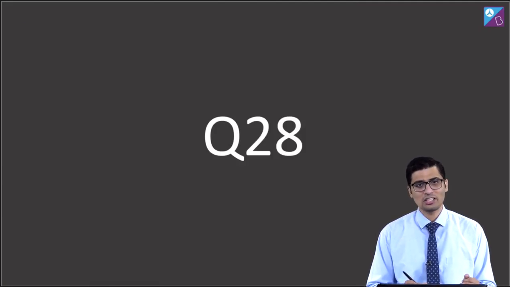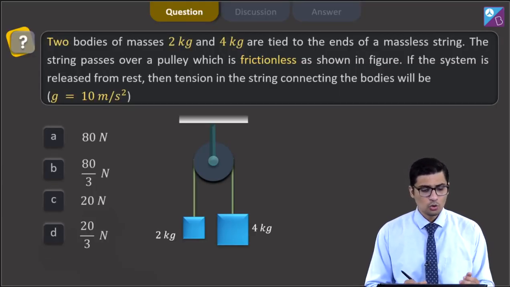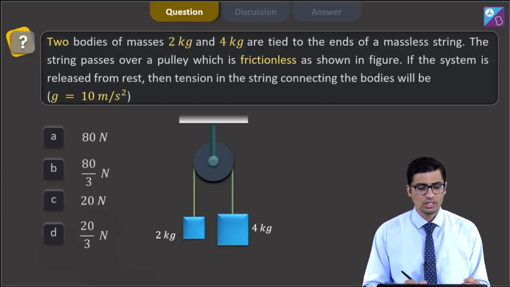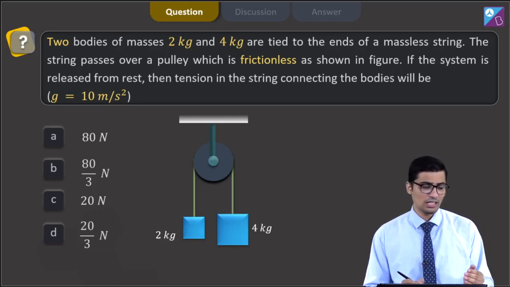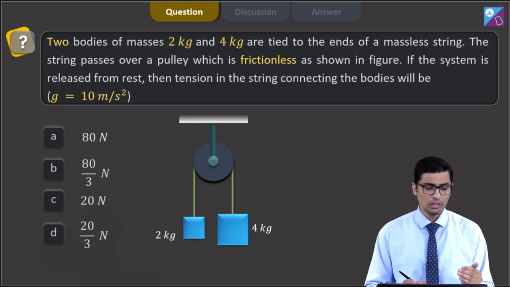This is question 28. The question states, two bodies of masses 2 kg and 4 kg are tied to the ends of a massless string. The string passes over a pulley which is frictionless as shown in the figure. If the entire system is released from rest, then tension in the string connecting the bodies will be, g is given to be equal to 10 meters per second square. Four options are 80 Newton, 80 by 3 Newton, 20 Newton or 20 by 3 Newton.